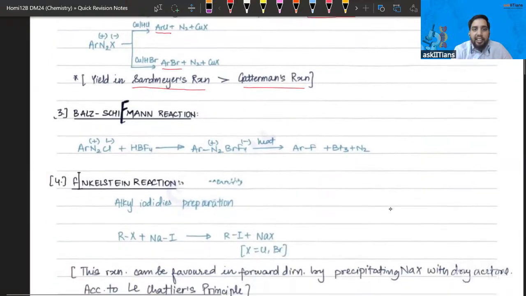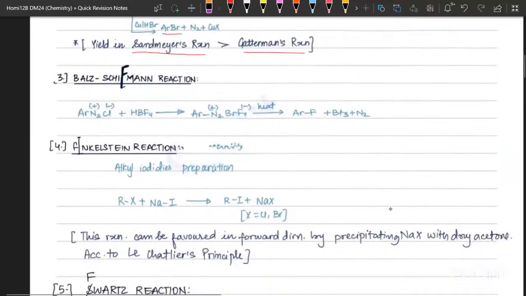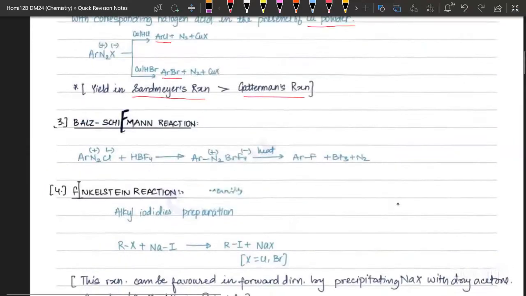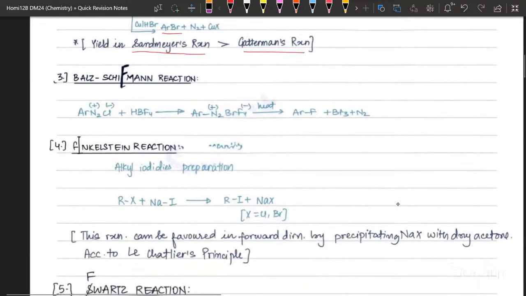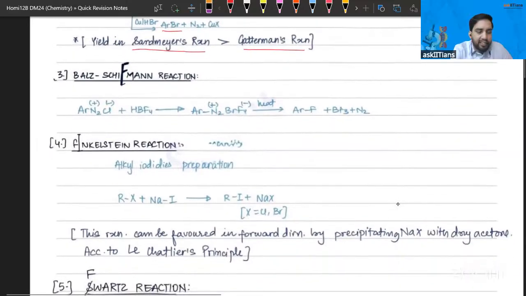Now, next reaction is the Balz-Schiemann reaction, especially for... anyone is saying anything?